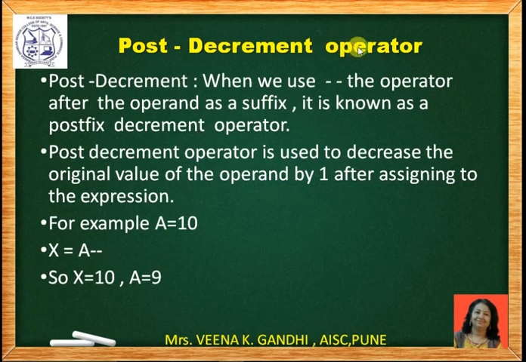Post-decrement operator. In the post-decrement operator we use the -- operator after the operand as the suffix. It is known as the postfix decrement or post-decrement operator. In the post-decrement operator, first the value of the operand is assigned to the expression and then decremented by 1. For example, if a equal to 10 and if I write x equal to a--, in that case the value of a, that is 10, is assigned first to x and then the value of a will be decremented by 1. So x becomes 10 and a becomes 9.